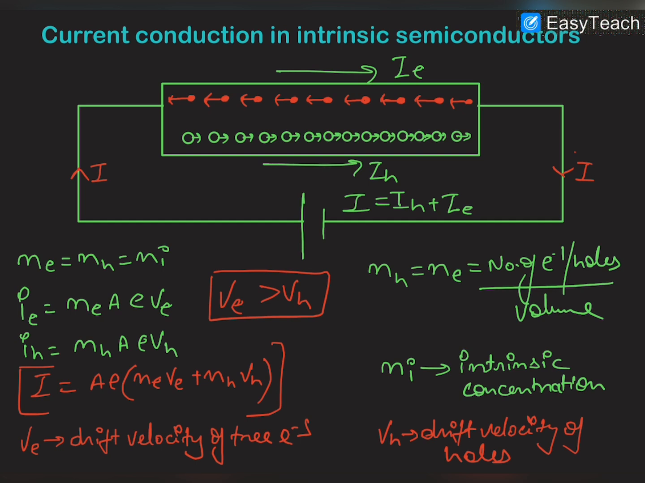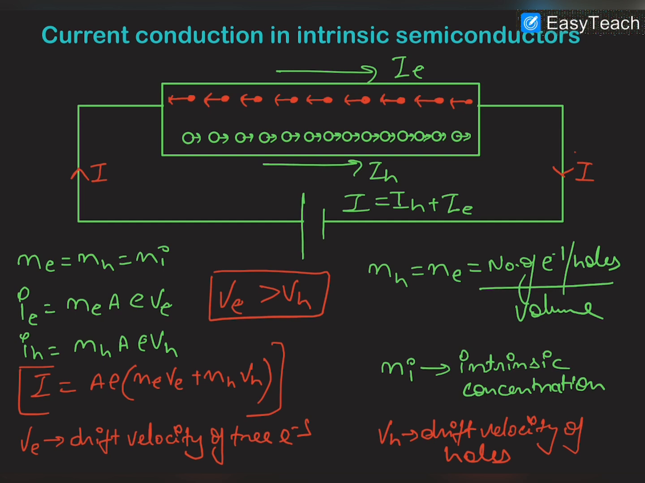Now as we have discussed already, holes represent the motion of bonded electrons, and bonded electrons are not free. So we can say that the drift velocity of the free electrons will be more than the drift velocity of the holes. This is the fact. And obviously, therefore, we can say that in the presence of the same electric field, the electronic current Ie will be greater than the hole current Ih in the intrinsic semiconductor. And I total will be the sum of these two currents.